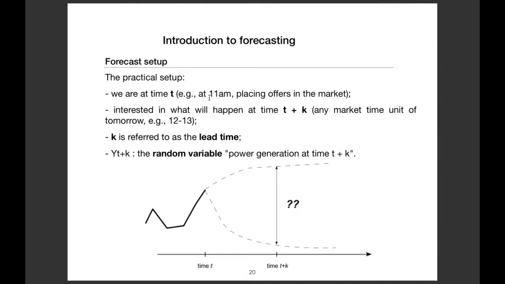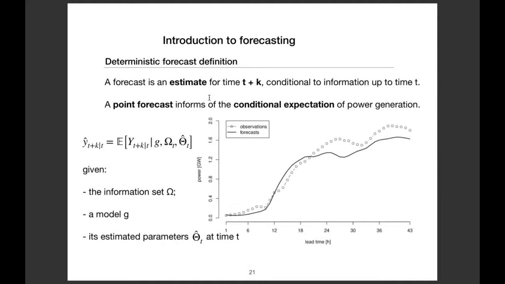And so we are at time t, so we have some knowledge of the observation of the stochastic process up to time t, and after time t, it is the future, and we would like to forecast in the future. So for instance, at time t plus k. And this is a random variable. So the power generation is a random variable, and we would like to predict it. So what will be at time t plus k? Will it be more, less, etc.? And the forecast is an estimate for time t plus k, conditional to information up to time t.